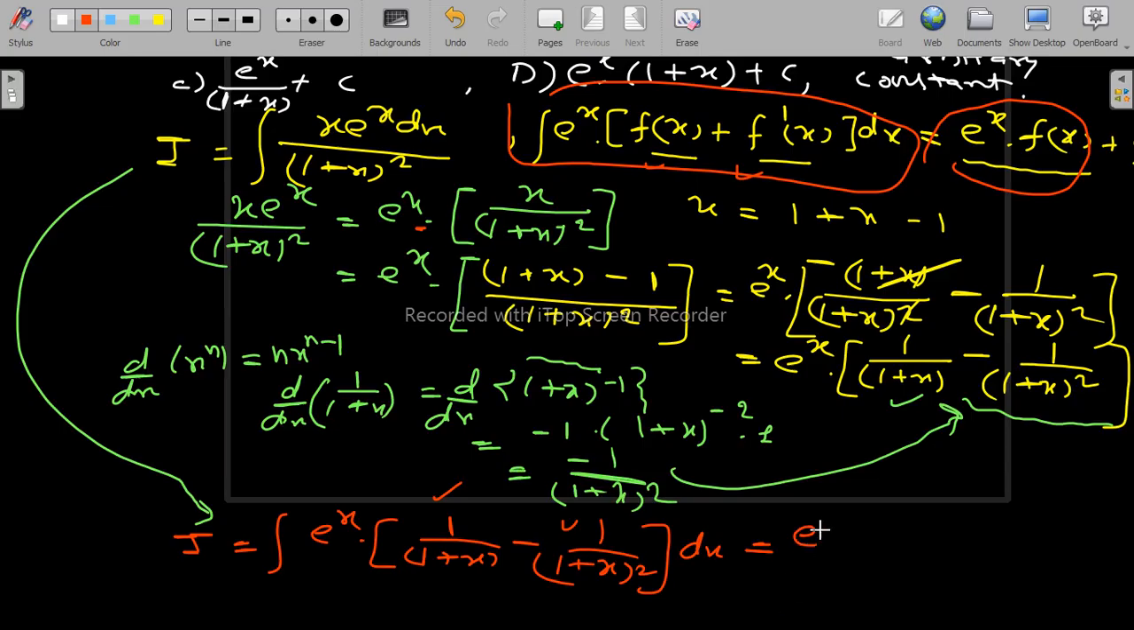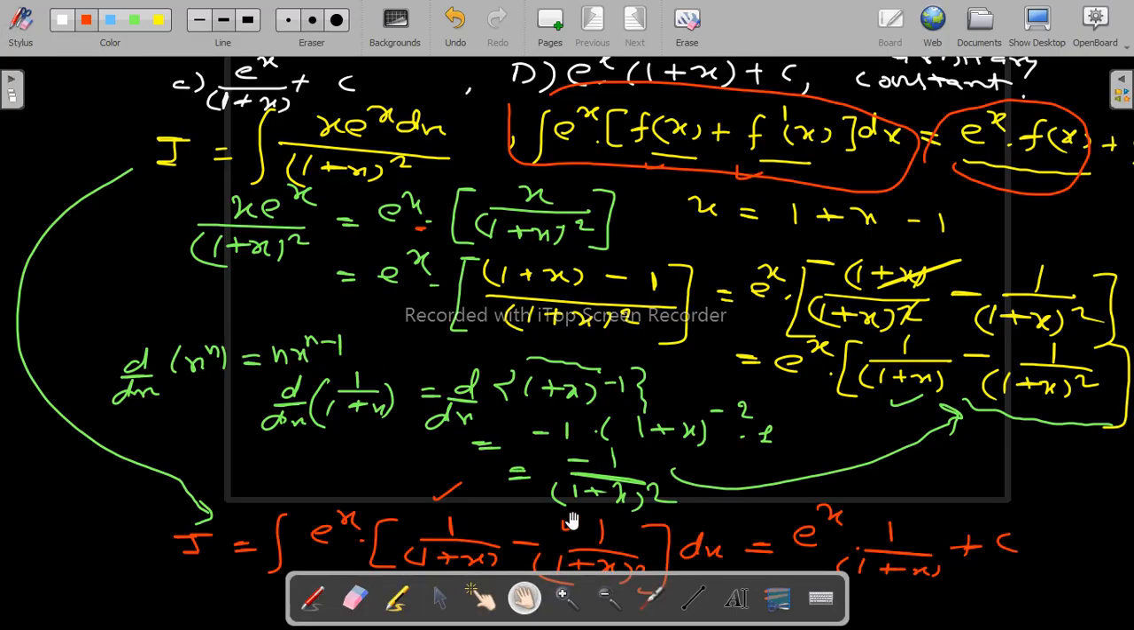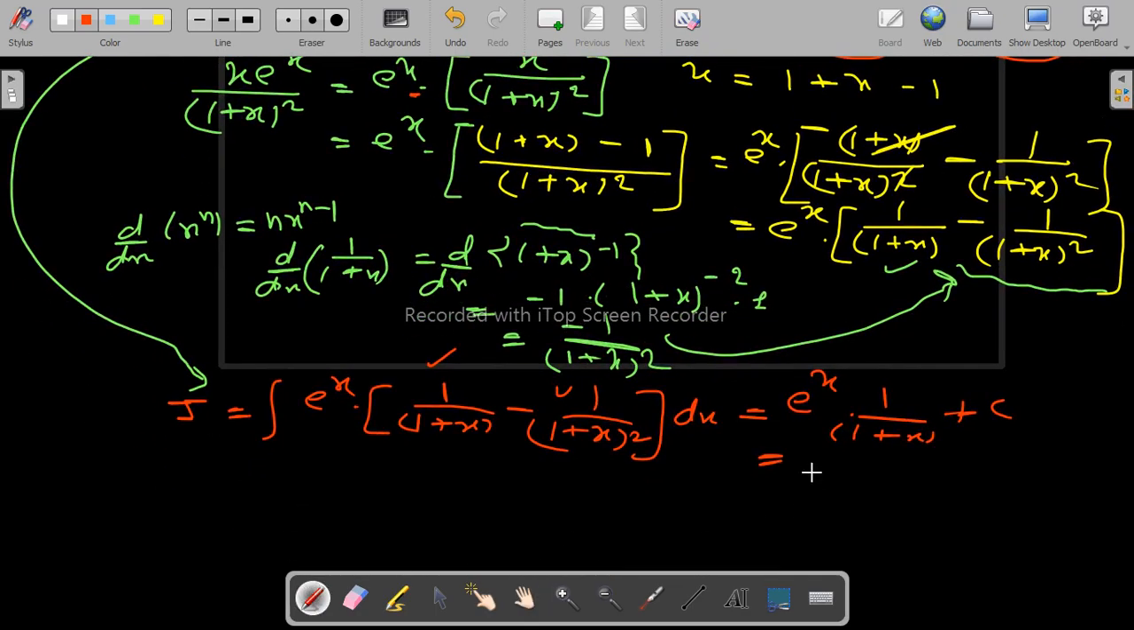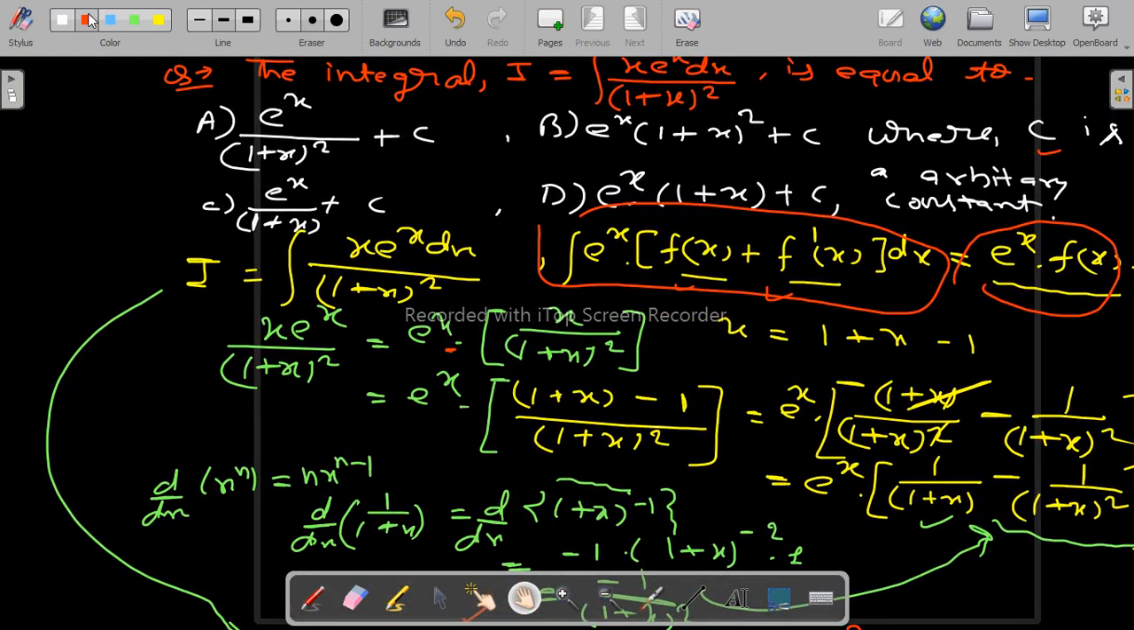So now directly using this formula I can write it as e power x into f x, and f x is 1 upon 1 plus x, plus the constant of integration. So finally, the answer we have got is e power x upon 1 plus x plus the constant of integration C. Now see which one is the correct option. E power x by 1 plus x plus C. It means C is the correct option, and the rest are all incorrect. Thank you for watching the video.